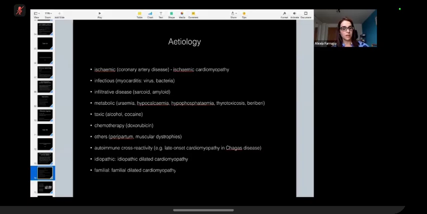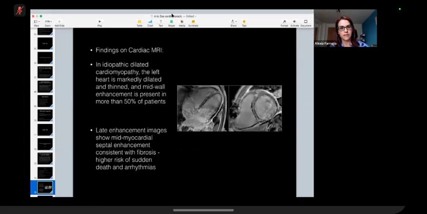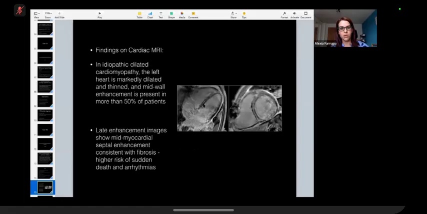This case was idiopathic dilated cardiomyopathy, and it could also be familial, so there could be a genetic element to it as well. And on cardiac MRI, we would see that the left heart is markedly dilated and thinned. There is mid-wall enhancement on late gadolinium sequence, which is consistent with fibrosis. And these patients have a higher risk of sudden death and arrhythmias because of this scar tissue.